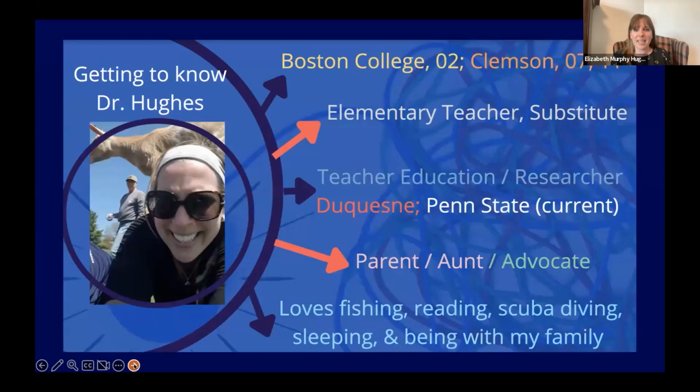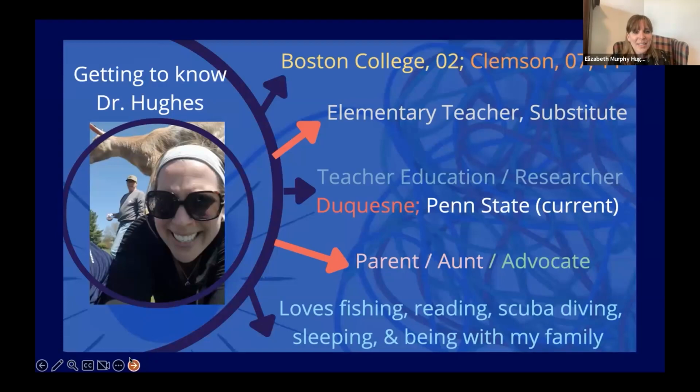My two flexes are that I substitute. When Penn State is not in session, I go into the local school districts. I've worked as a special ed para, as a high school teacher, as a special ed teacher, as an elementary teacher, elementary para, and middle school. So it's fun to be in the classroom and really connected to what's happening in our schools. And also I am a parent, an aunt, and an advocate for children with exceptionalities. Later in this session, you'll hear some stories about my niece when it comes to math writing.